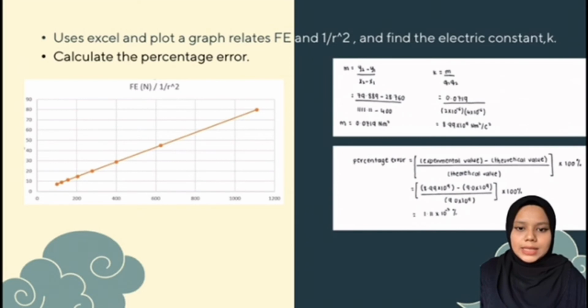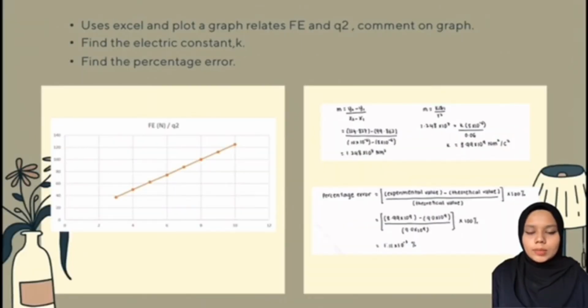Next, we calculate the percentage error using the formula: percentage error equals experimental value minus theoretical value, divided by theoretical value, multiplied by 100%. So the value of the percentage error we got is 1.11 × 10^-3 %.